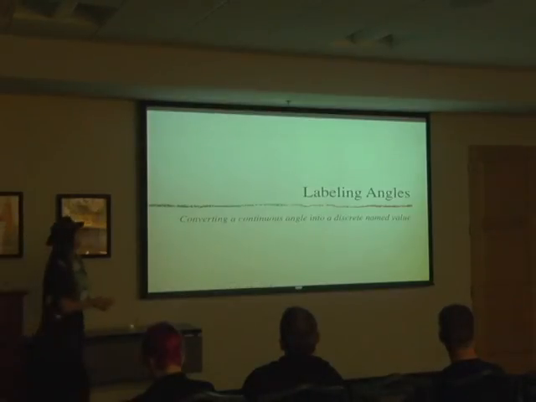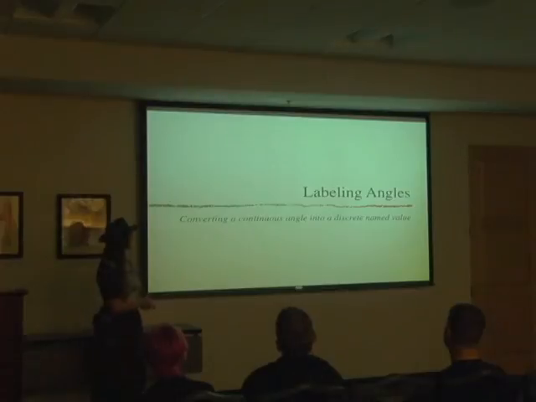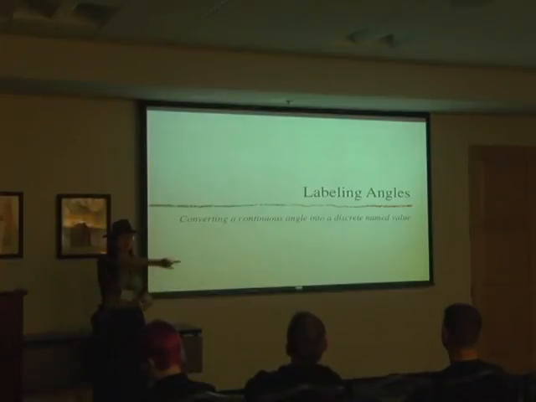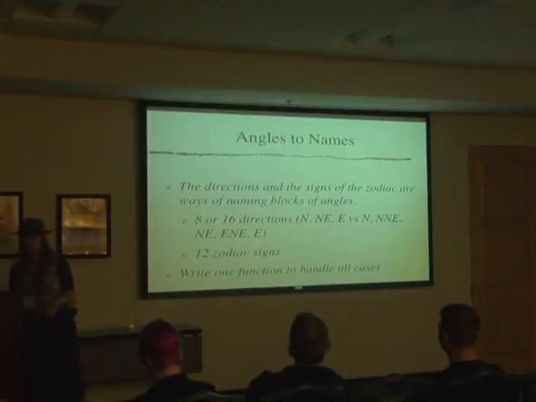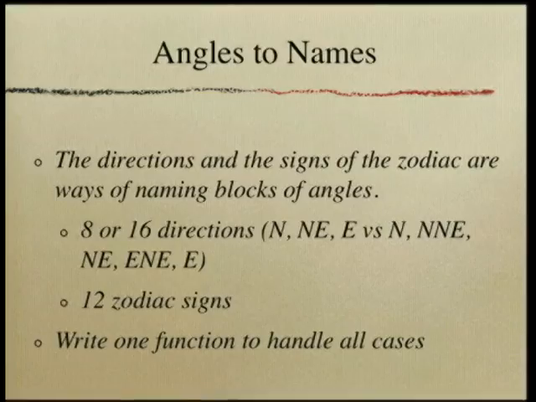And then I wrote this really fancy piece of code. So, labeling angles. There are two different continuous angles that I've been dealing with in here. One of them is the compass directions around the circle. And then the other one is if you want to deal with the astrology stuff, the signs of the zodiac, that's their name. So you take a continuous set of angles and you're dividing them into discrete blocks.